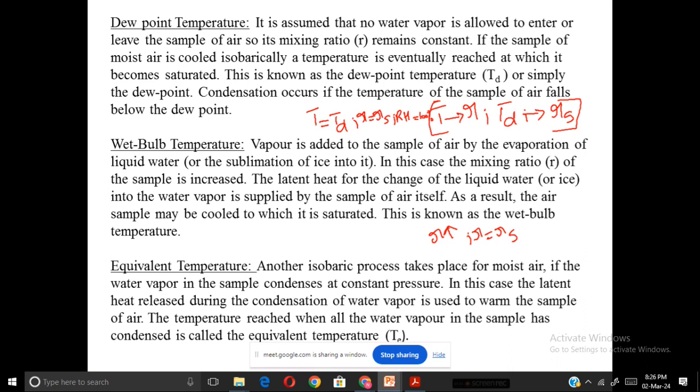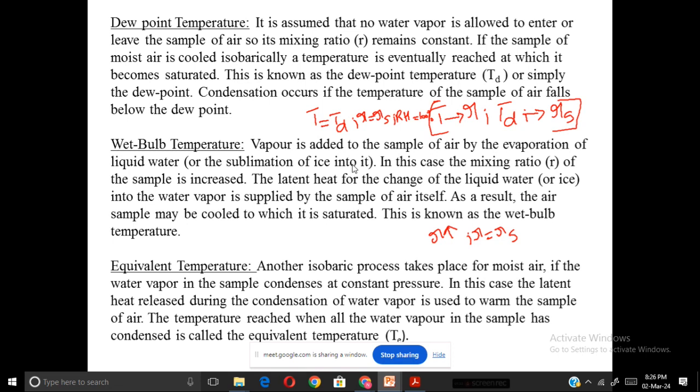Now another temperature is there, which is known as the equivalent temperature. The dew point, I think you guys got dew point temperature, wet bulb temperature. Now the third one is equivalent temperature. Equivalent temperature is another isobaric process that takes place for moisture if the water vapor in the sample condenses at constant pressure. In this case, latent heat is released.